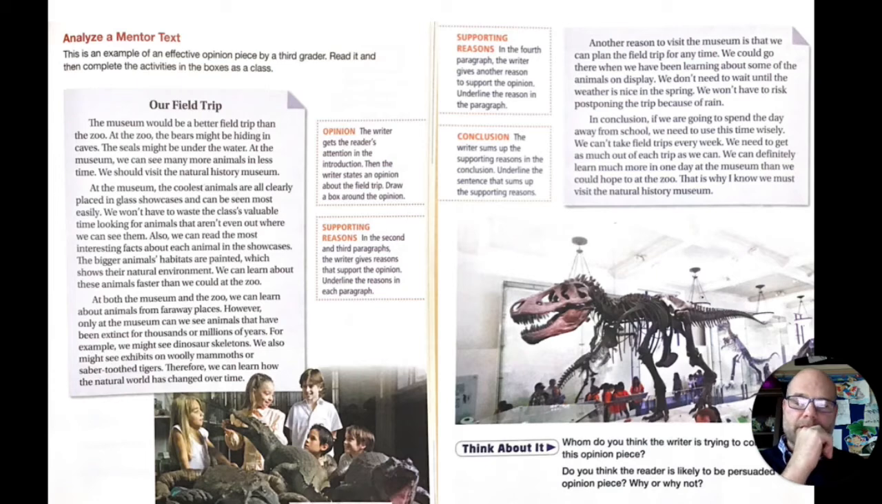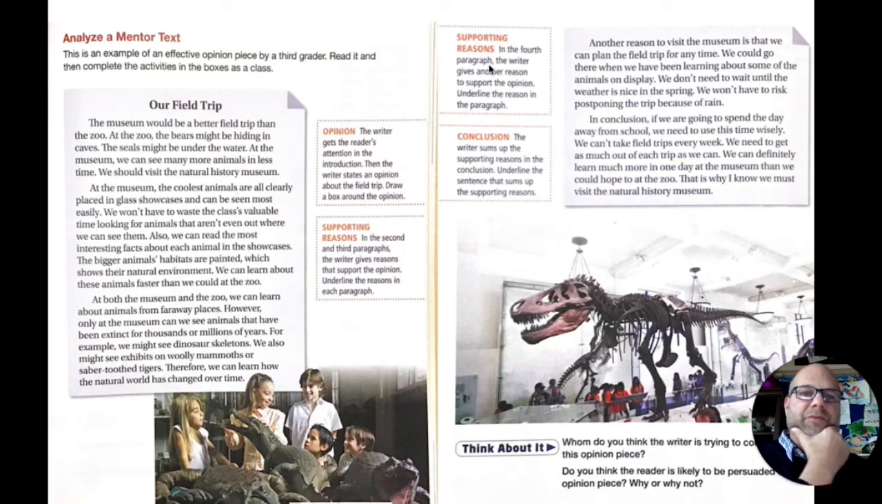So, you should do this in your slideshow. You should engage in this lesson, actually do the instructions here. Draw a box around the opinion. Find it. You could underline it or circle it. Supporting reasons. In the second and third paragraphs, the writer gives reasons that support the opinion. Underline the reasons in each paragraph. So this right here is a paragraph. That's the second paragraph. And then this indent says that this is the next paragraph, and this is the third paragraph. And then over here, you've got the fourth and the fifth paragraph.